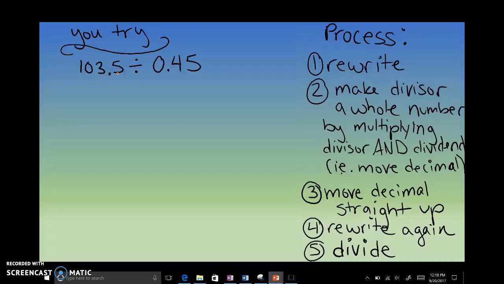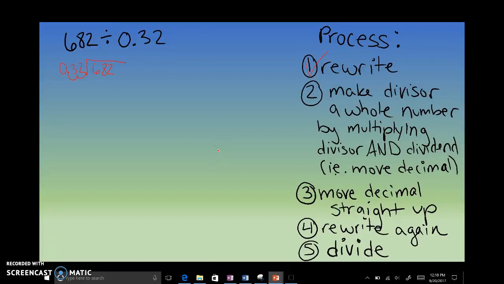So on our problem, 682, the decimal would have started there. So we need to move it 2 places so that we're fair to both the divisor and the dividend. So we're going to move it 1, 2, and that's a new place for our decimal. Because we moved it over, we're going to need to annex 2 zeros. And there we go. Now we have a whole number as our divisor, and we've modified both the divisor and the dividend.